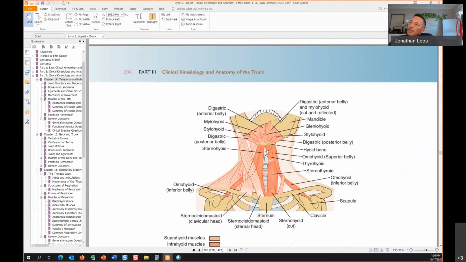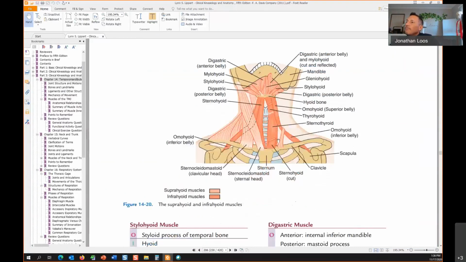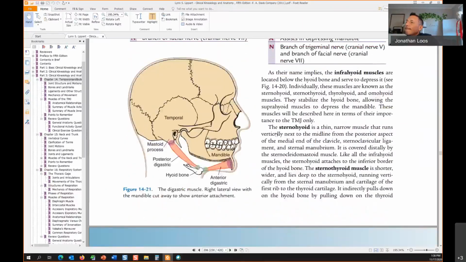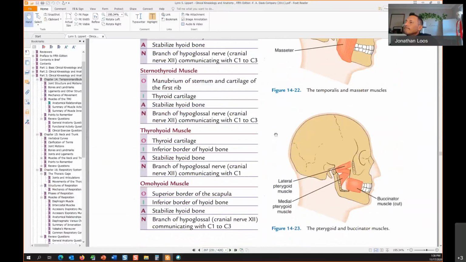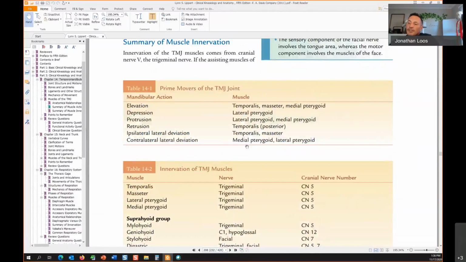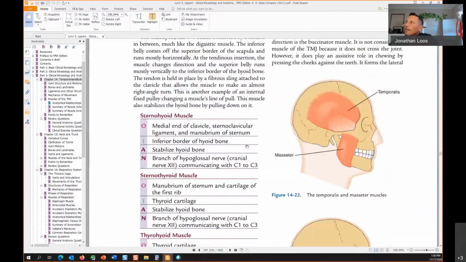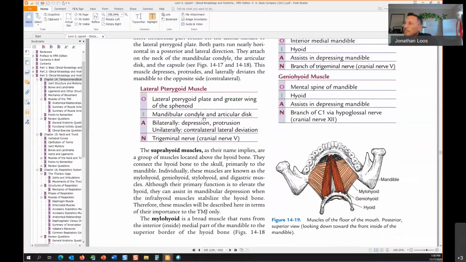So here's a different view, a little less busy, more simplified. Here are your suprahyoid and infrahyoid muscles. Here's your SCM and your other musculature that we're going to talk quite a bit about when we look at neck muscles. But these muscles are involved in that opening, and then the masseter and temporalis are for the closing. And I think that's it. So it's a very short little unit, but nonetheless pretty important when we look at the TMJ.